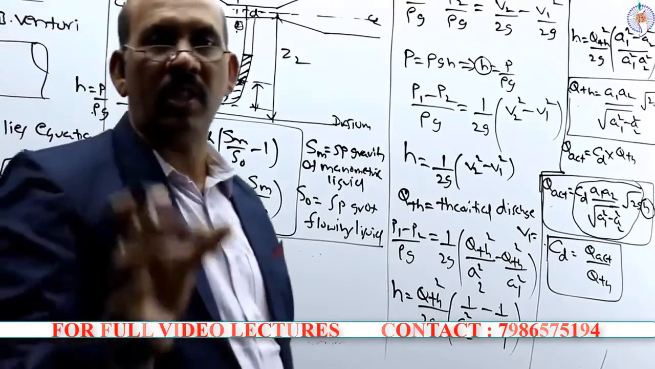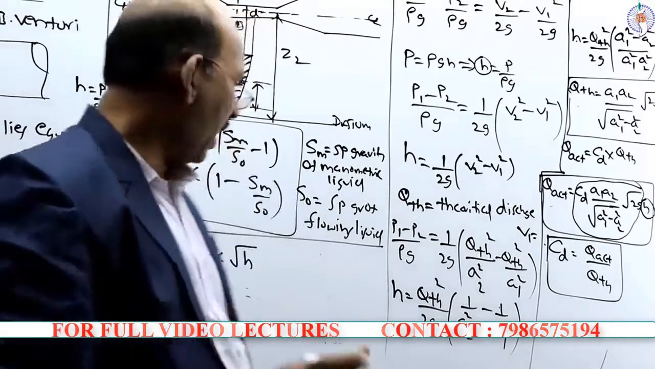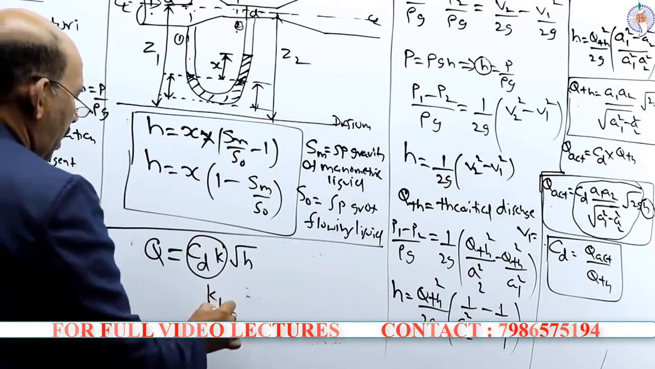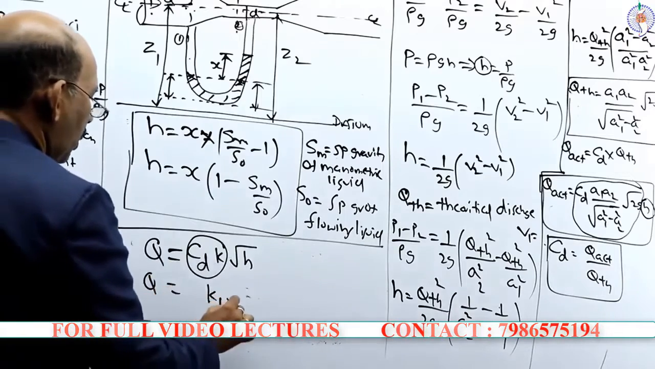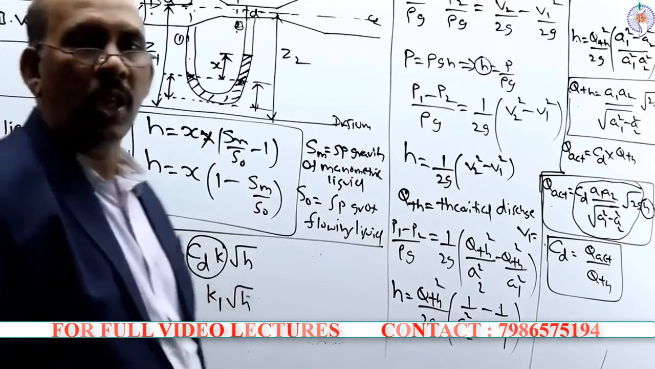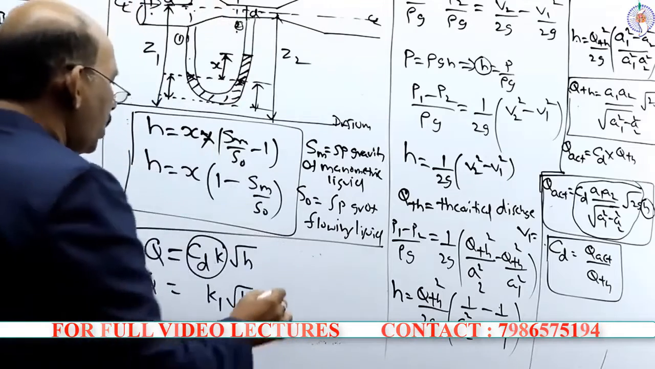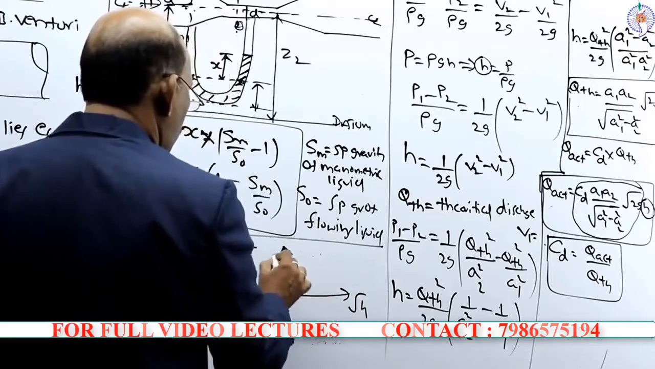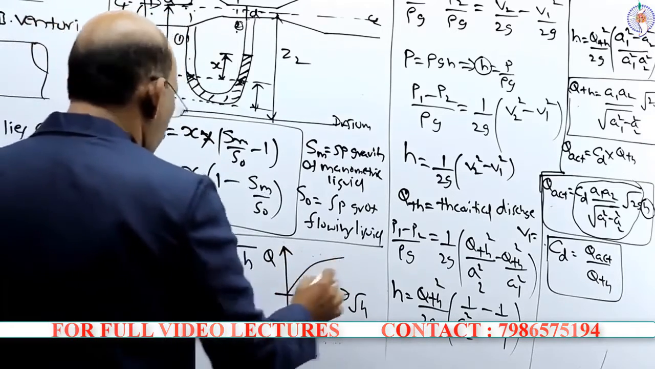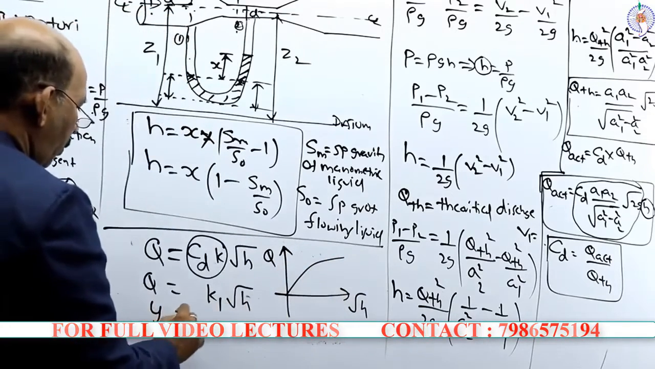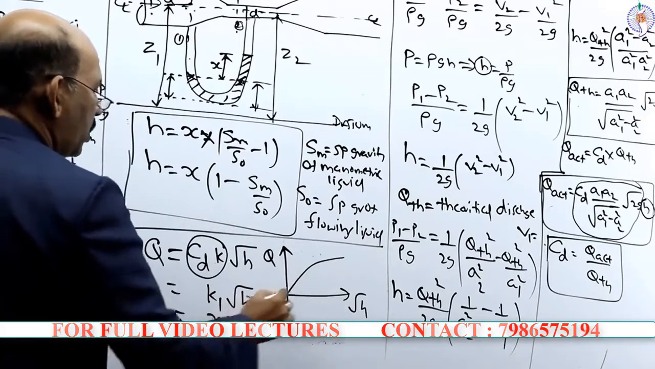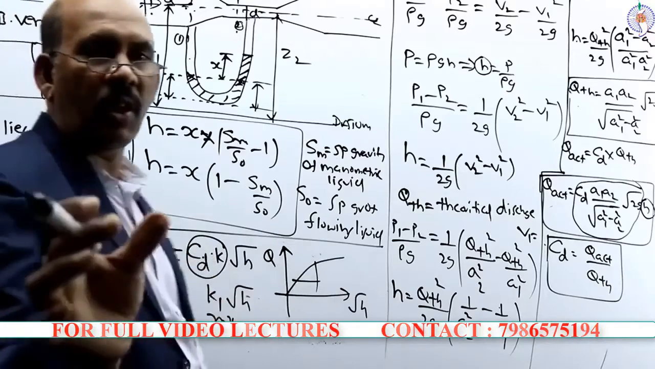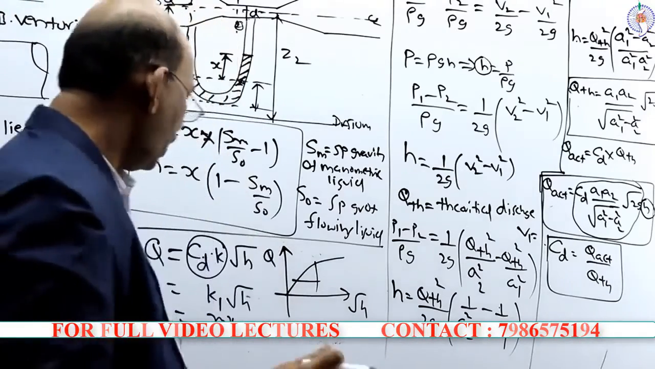So the coefficient of discharge is also a constant value, so this whole term becomes again the constant K1. So Q is equal to K1 into root H. So you can plot a graph between Q versus root H, of the form y is equal to mx, and you can calculate the slope, and using the slope you can estimate the value of CD, that is the coefficient of discharge.